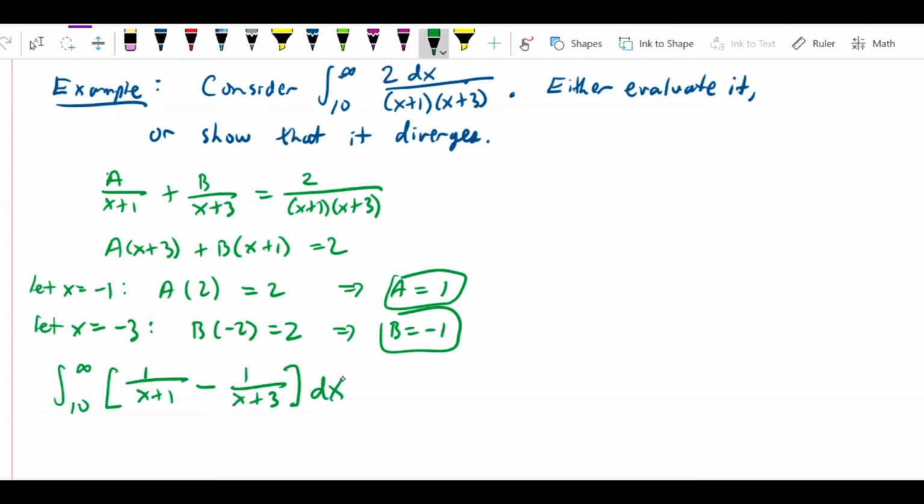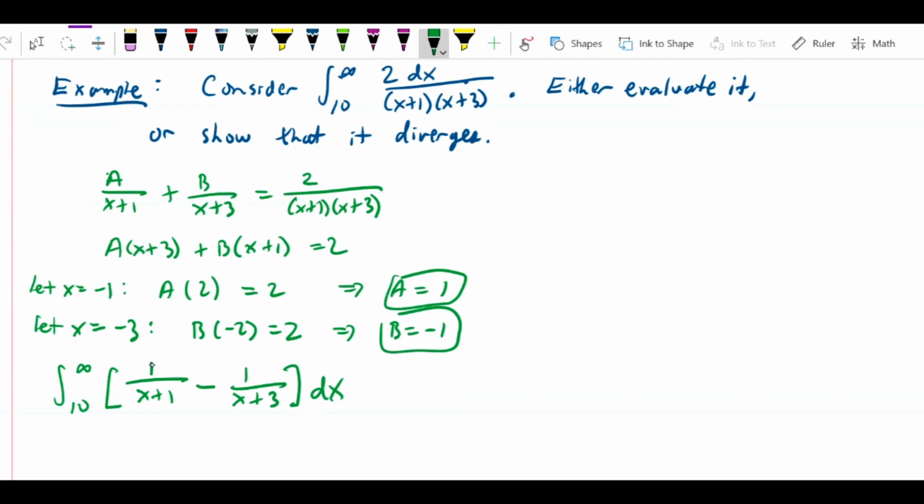Okay, so here we are. We've turned the original problem, the integral of 2 over (x plus 1)(x plus 3), into the integral of 1 over x plus 1 minus 1 over x plus 3. I know some of you are going to say, wait, shouldn't it be 2? No, it shouldn't. You'll have to review partial fraction decomposition if you're confused about that.